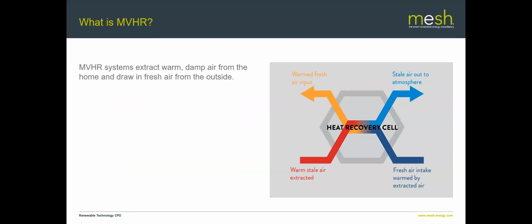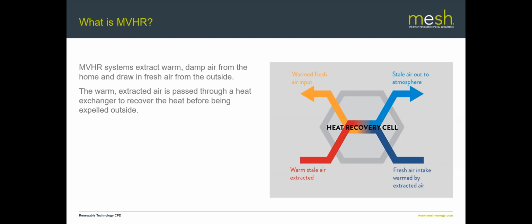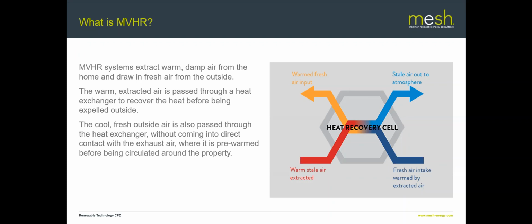So here's a little bit more of a formal definition. MVHR systems extract warm, damp air from the home and draw in fresh air from the outside. This is obviously a domestic definition, but equally this can be applied to commercial buildings, office buildings, and any building which has got reasonable air tightness. And then that extracted air is passed through a heat exchanger, the heat is recovered, and then that stale air is expelled, and the fresh, cool air is brought into the other side of the heat exchanger, so it doesn't come in contact with the exhaust air, it doesn't mix, but it's pre-warmed by that heat exchanger and then circulated around the property.